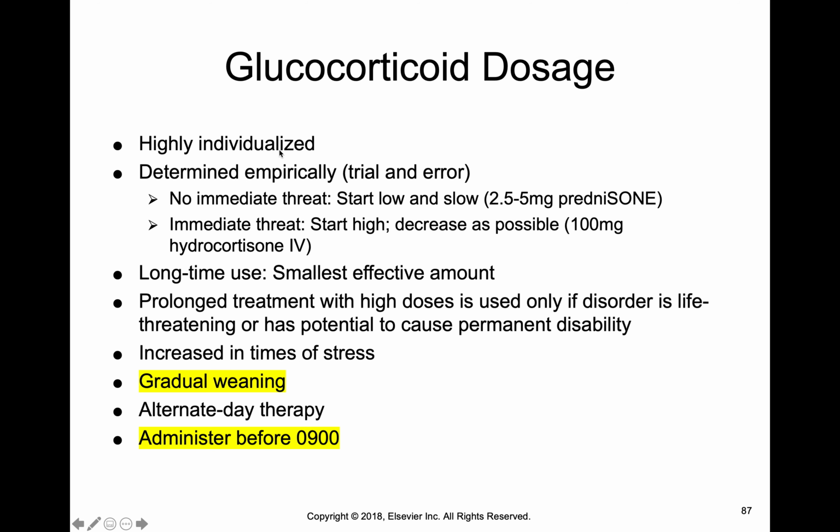Steroid dosages are highly individualized, which really means just based off the disease state you're treating, kind of go with the guidelines there. So for less threatening diseases, you can go low and slow. My general rule is 2.5 to 5 milligrams of prednisone. It's kind of a low dose, and you can start with that. If it's an immediate threat, let's say like septic shock or adrenal crisis where a patient doesn't have any steroid in them, we'll do 100 milligrams of hydrocortisone IV or methylprednisolone IV, but basically it's going to be an IV route for that.